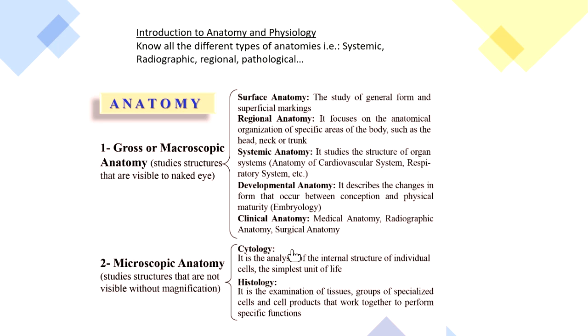All of these are grouped together as macroscopic anatomy, things we can see with the eyes. Next, we have microscopic anatomy, which has to do with the cells. We have cytology and histology for that.